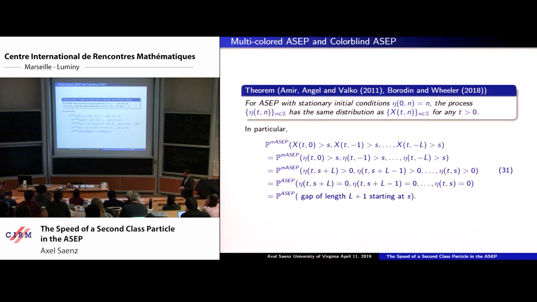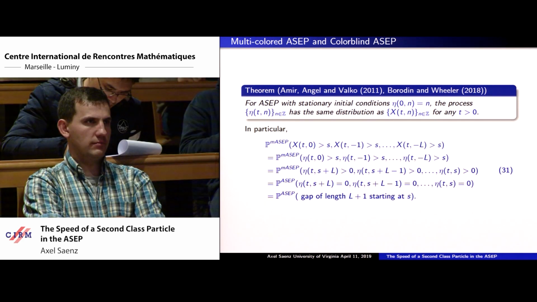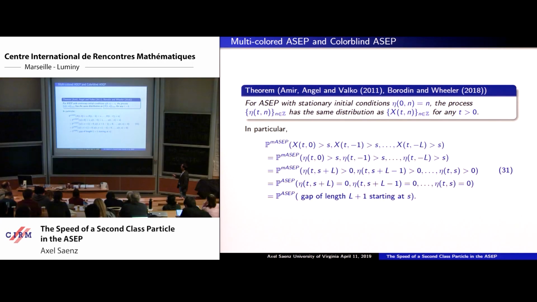And this result was first stated in the ASEP speed process paper, and later on it was improved to a more general setting by Borodin-Wheeler. And in Borodin-Wheeler, that's where we saw the statement that was more relevant to us. Essentially what it's saying is that if we keep track of the configuration by the colors, or if we keep track of the configuration through the position of the colors, then these two configurations are going to have the same distribution.